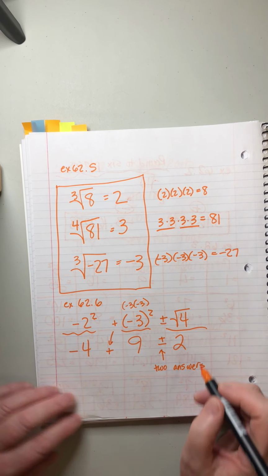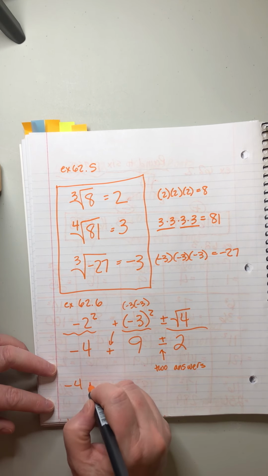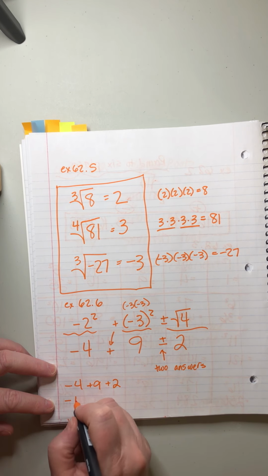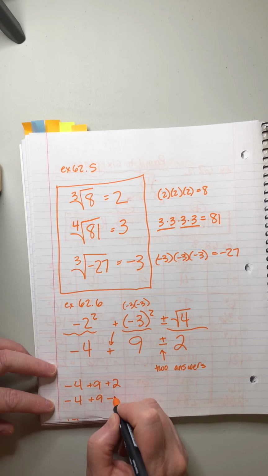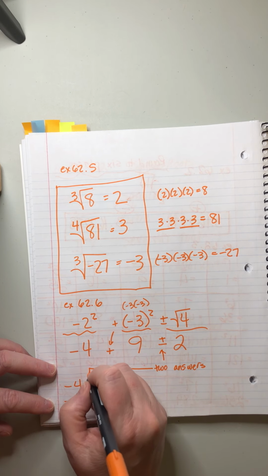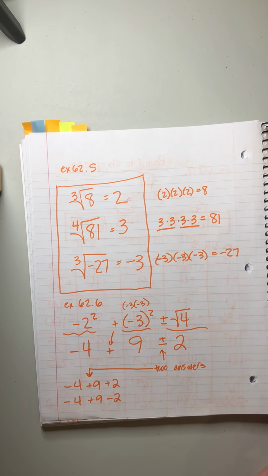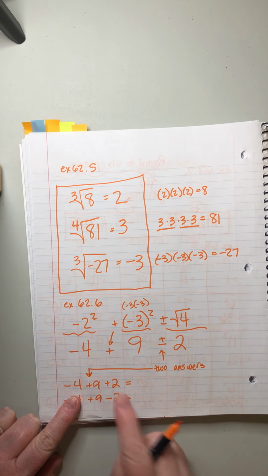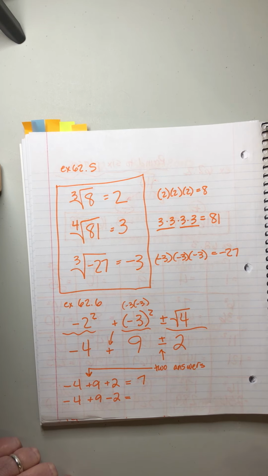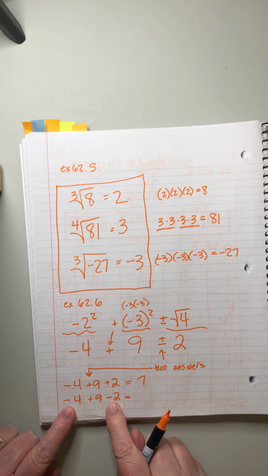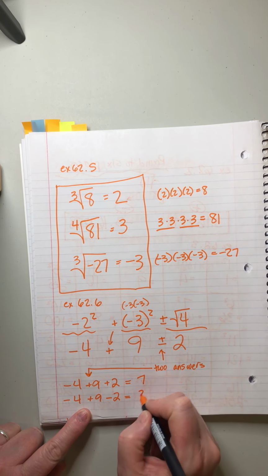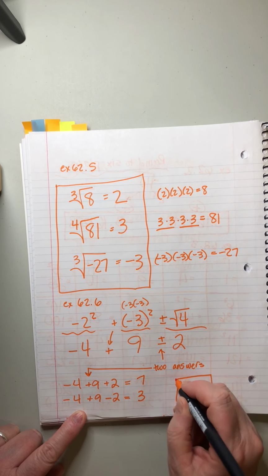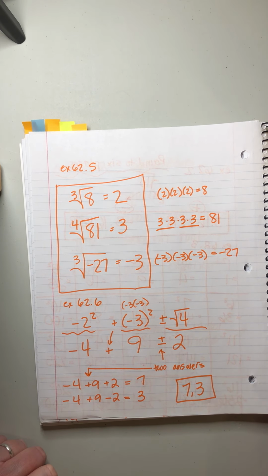I'm going to calculate this once as minus 4 plus 9 plus 2. And then I'm going to calculate it again as minus 4 plus 9 minus 2. Like so, right? So then we just do these additions. This would be 7, right? And then this one would be 3. So we can write our answer like this. 7 and 3 are the answers.